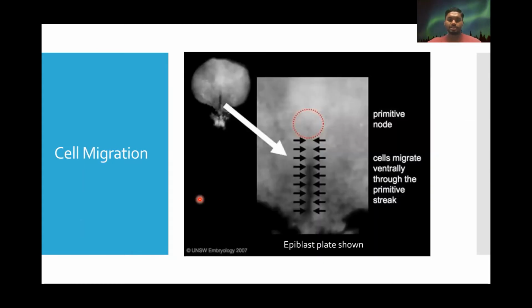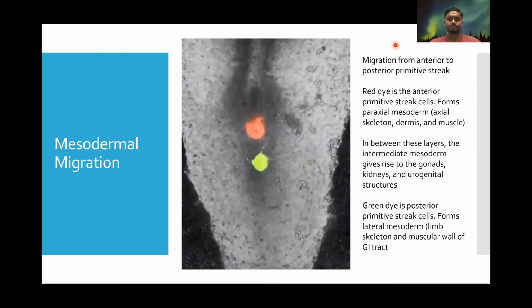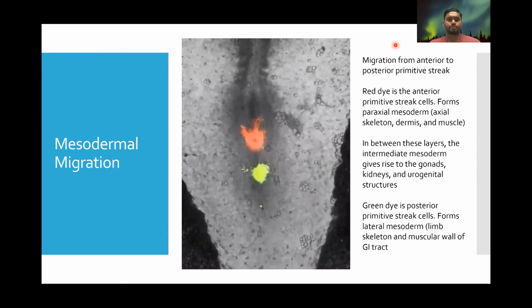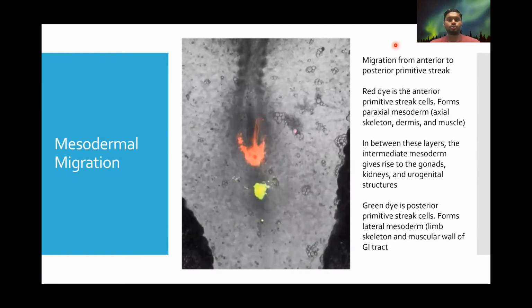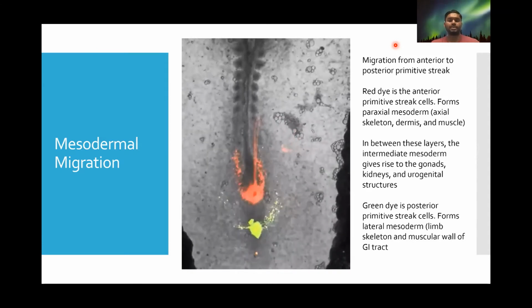So this is a little picture showing the epiblast plate, right? This whole thing is the epiblast plate. And this little red circle is the primitive node. And this little streak down here is the primitive streak. And these arrows show that these cells are moving inwards. This is really showing what the previous slide showed, but in a more video format. So I'll actually play it while I'm talking. But basically, the red dye shows the anterior primitive streak cells, which will form the paraxial mesoderm. This is a precursor to somites, which is the precursor for the axial skeleton.